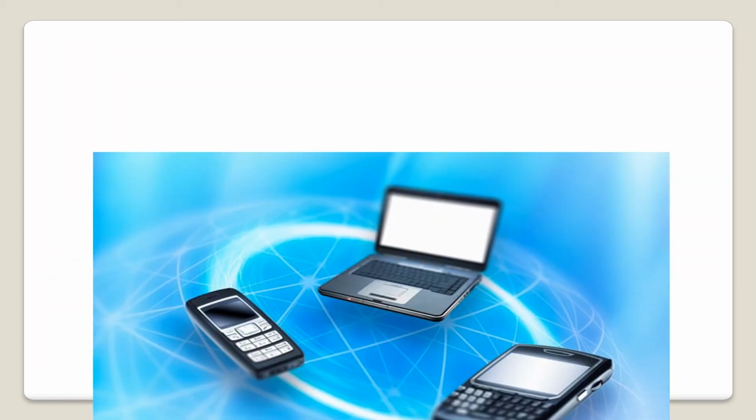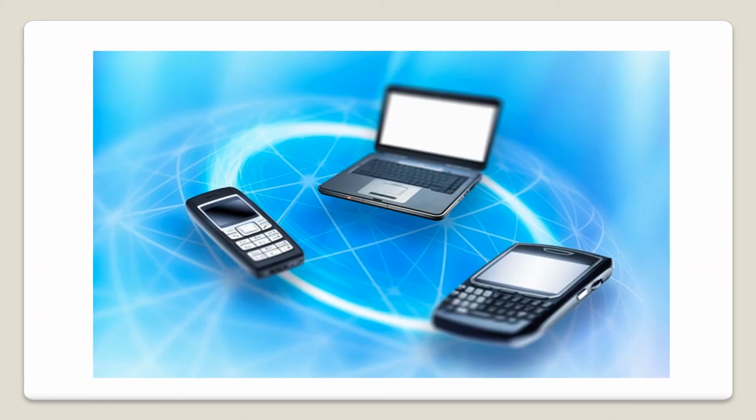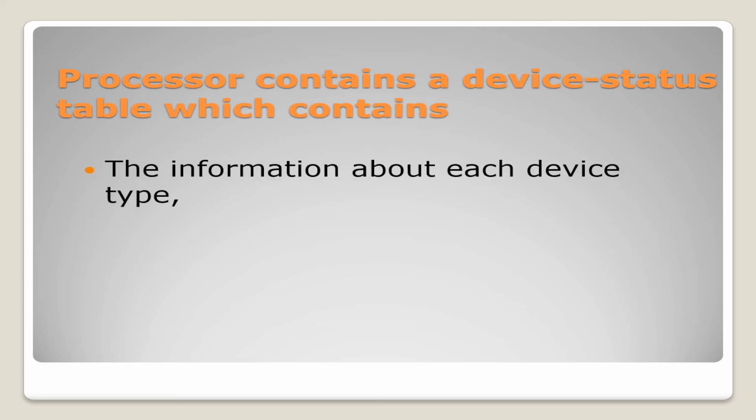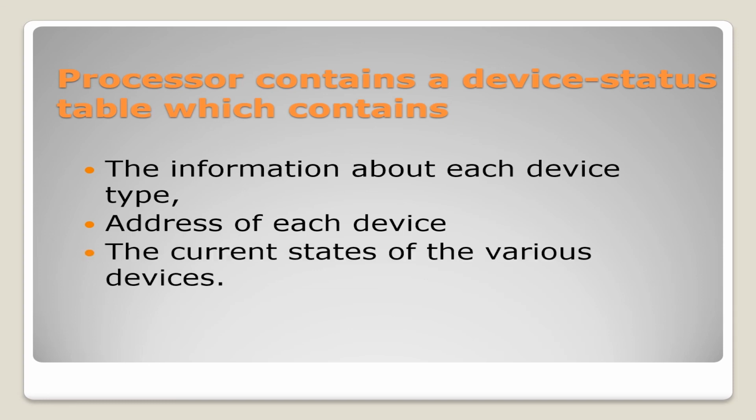Interface controllers are needed on both ends of the communication channels between the devices. FireWire and InfiniBand are the two most widely used interface configurations. The processor also contains a device status table which contains information about each device type, the address of each device, and the current state of the various devices.